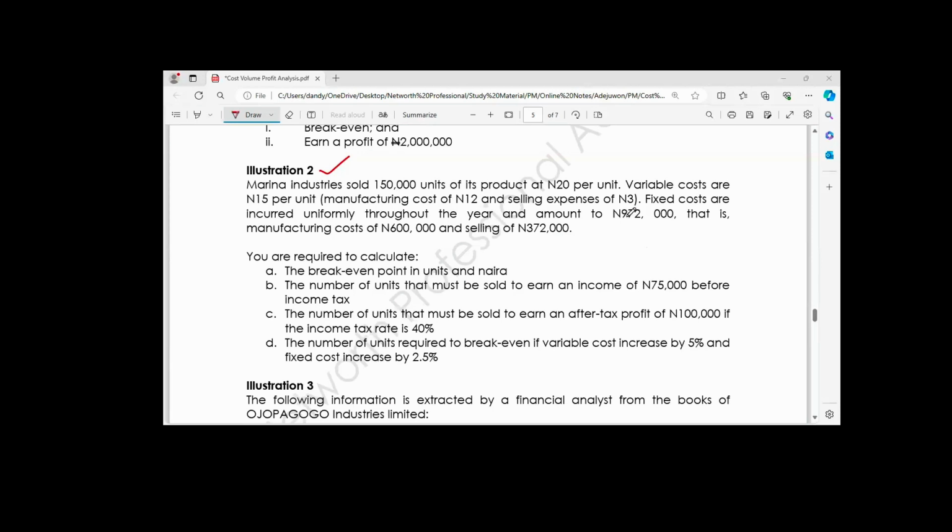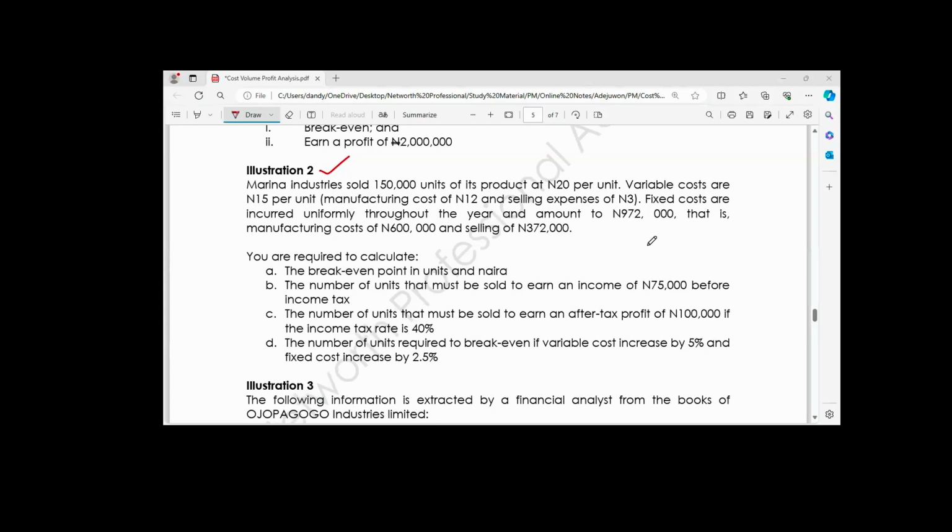Marina Industries sold 150,000 units of its products at 20 naira per unit. Variable costs are 15 naira per unit: manufacturing cost of 12 naira and selling expenses of 3 naira. Fixed costs are incurred uniformly throughout the year and amount to 972,000 naira. That is manufacturing cost of 600,000 naira and selling of 372,000 naira.